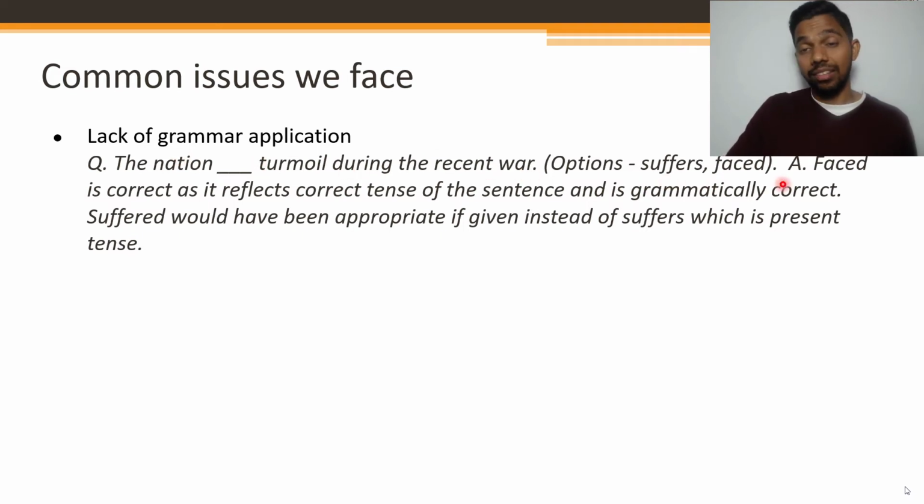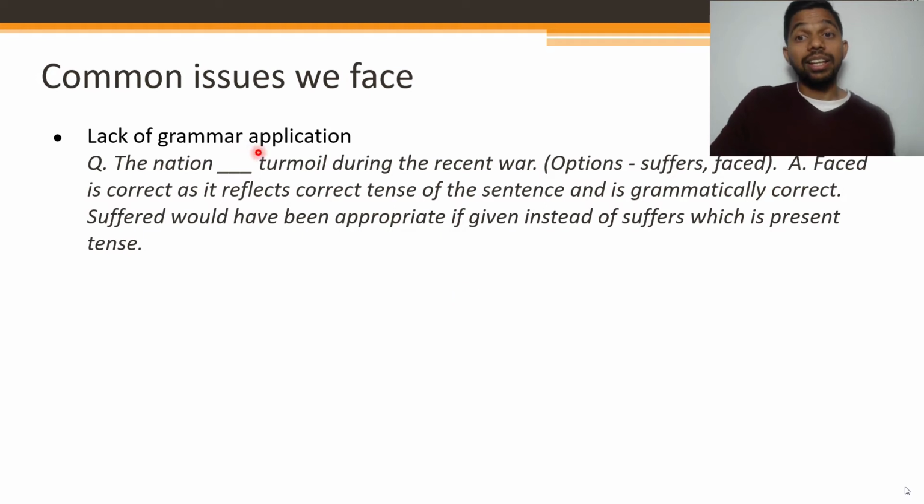Suffers or faced. Now the correct answer here is faced, just because suffers is the present tense and faced is the past tense, and they said the war was a recent war, so it's something that already happened. So that's why faced is correct, just because of the tense. So the nation faced turmoil. Suffered, if it had an "ed," would have been a more appropriate option. However, because it's the present tense, it's not the correct option.